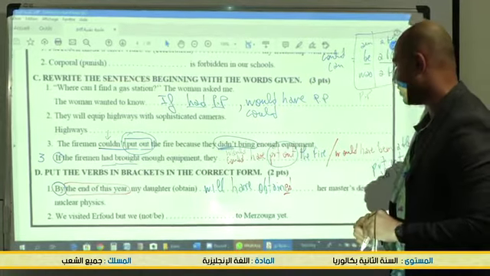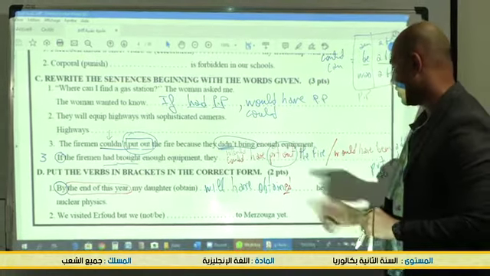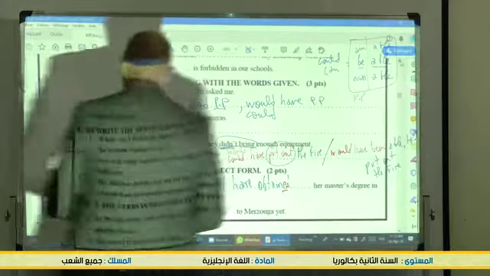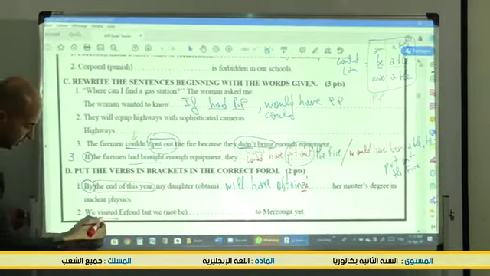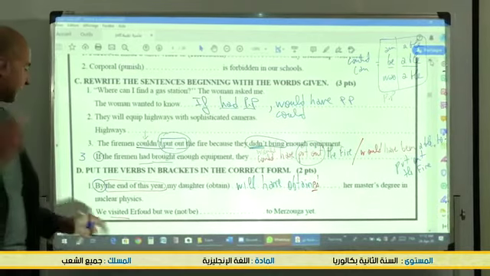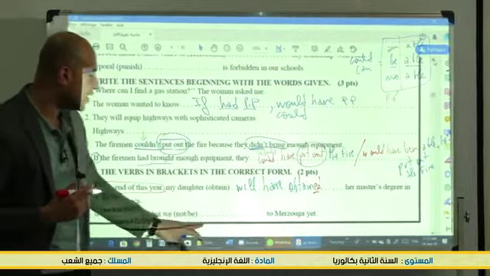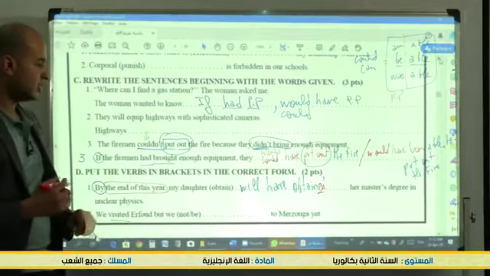And finally, we visited Erfoud, but we not be to Merzouga yet. Now, we visited Erfoud. If you look at the verb here, we visited Erfoud in the past. Okay, it's in the past.